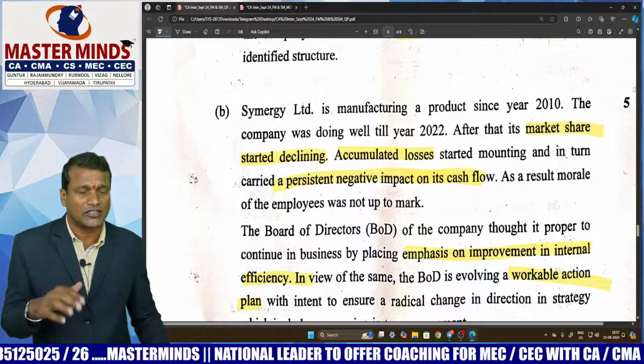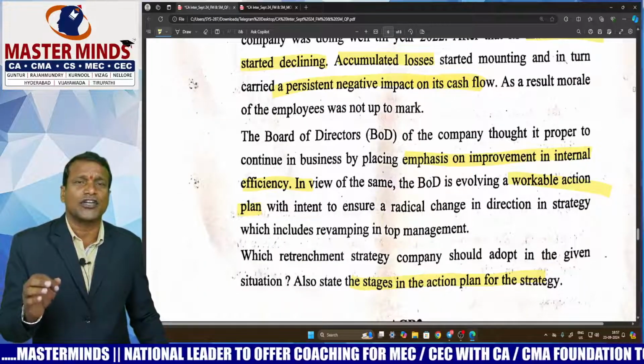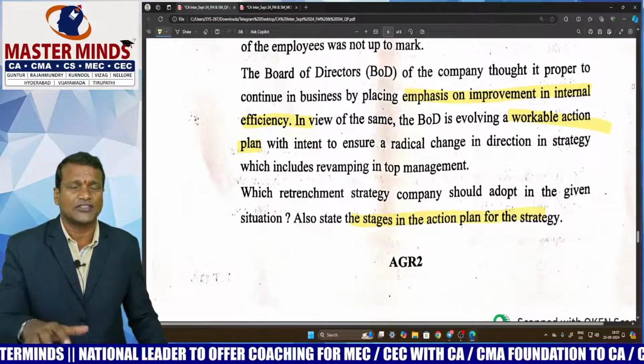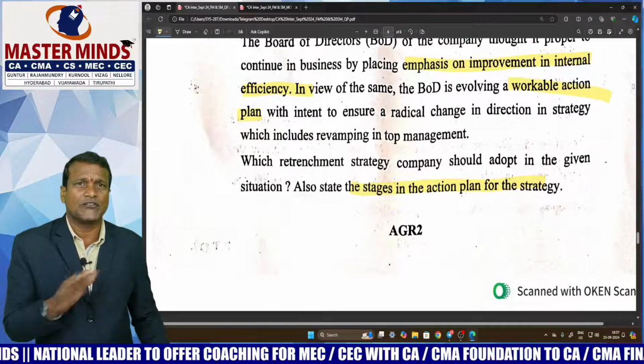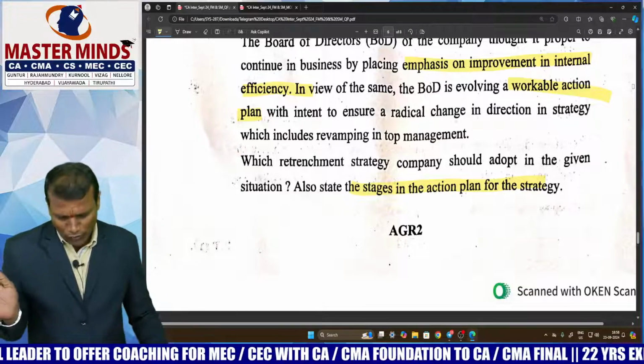Then board of directors trying to find a plan, a workable action plan. So he's definitely talking about turnaround strategy, and there are 5 stages to implement the turnaround strategy. Straightforward question, a little bit case study question, but it's no problem at all for the students.